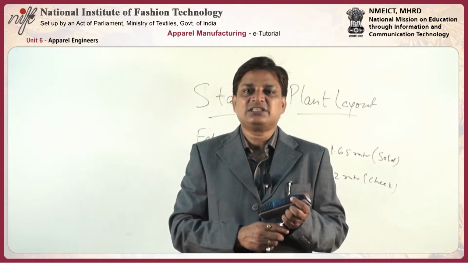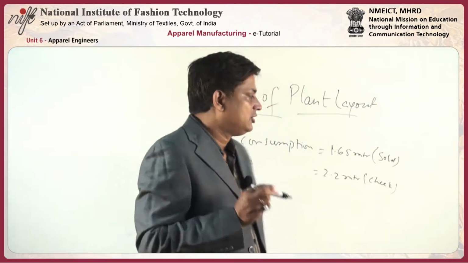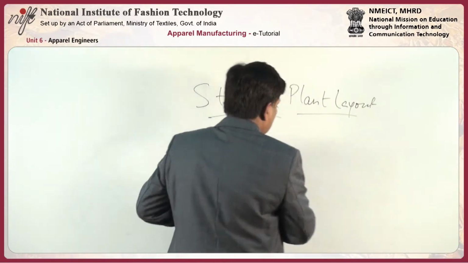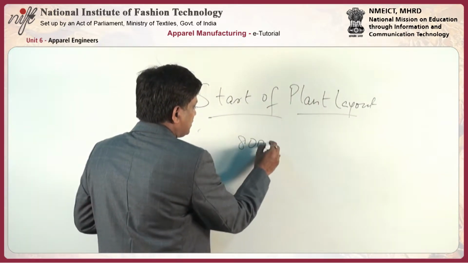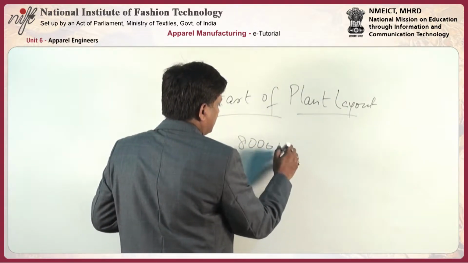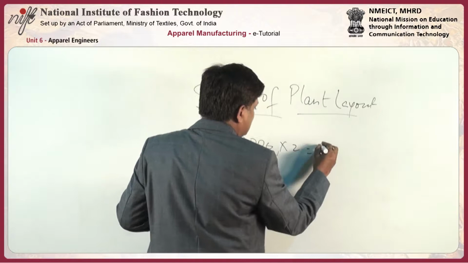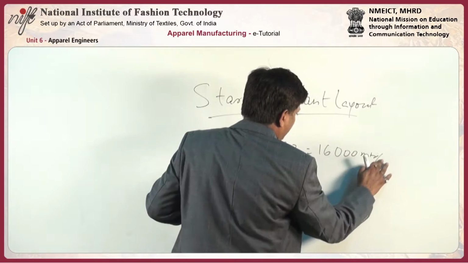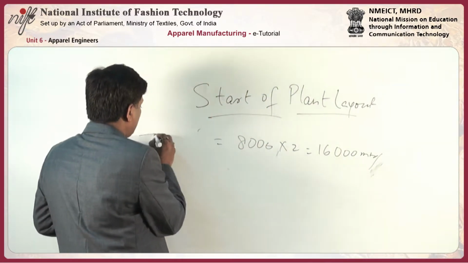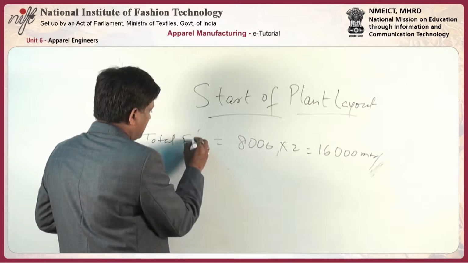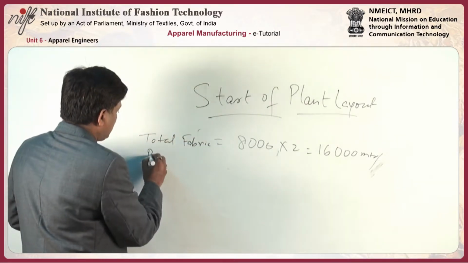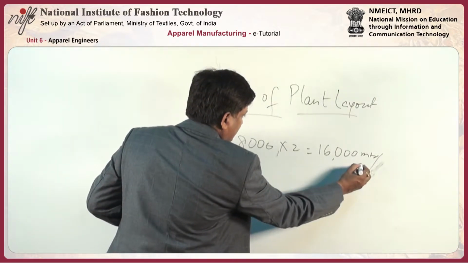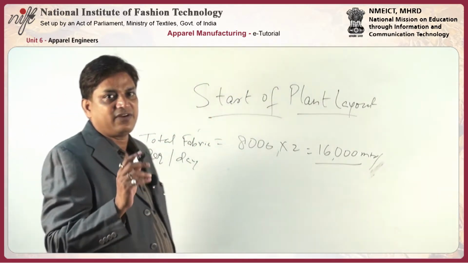So 8,000 is basically the number of garments, and 2 meters is the fabric consumption. So per day, how many meters of fabric is required? Per day we require 8,000 garments, 8,000 into 2 is 16,000 meters of fabric. So total fabric required per day is 16,000 meters.